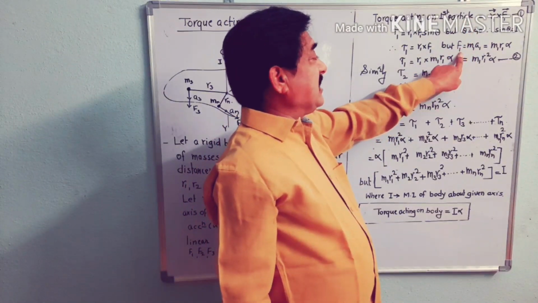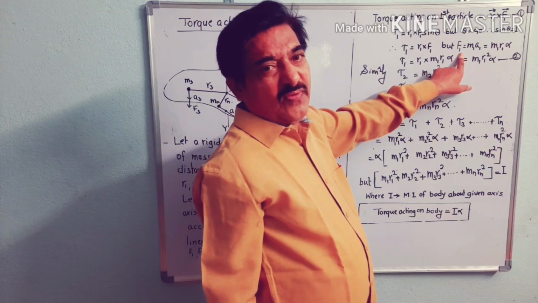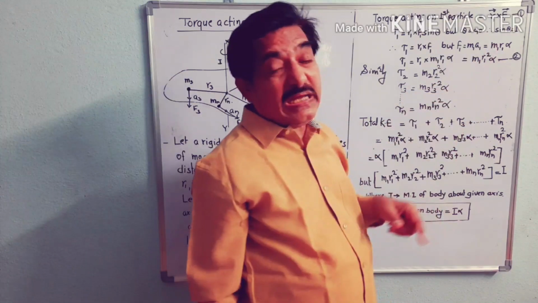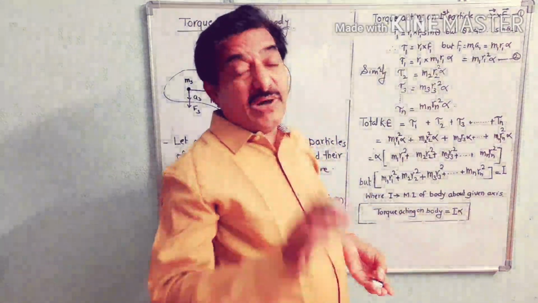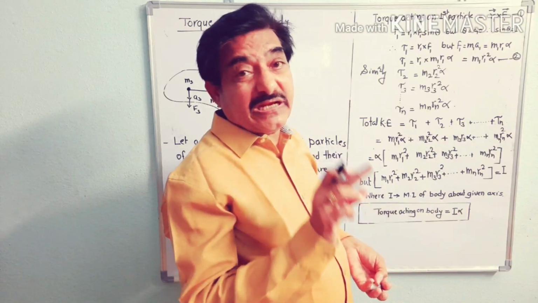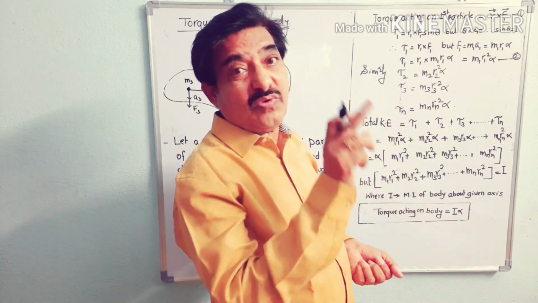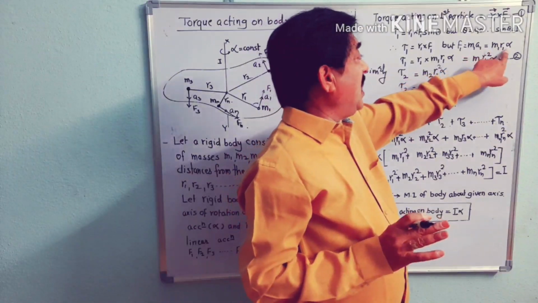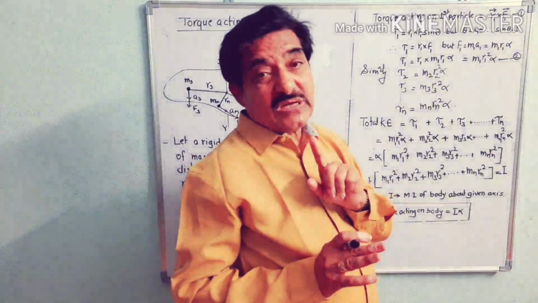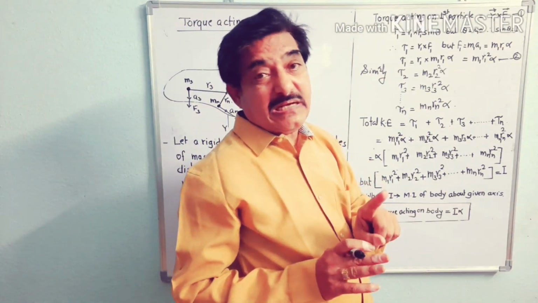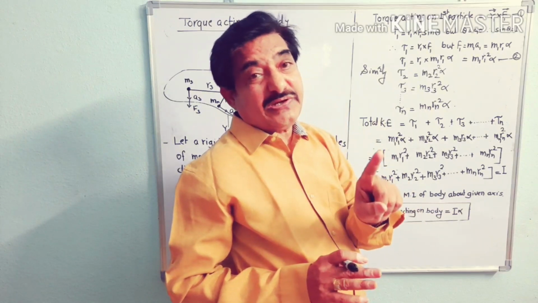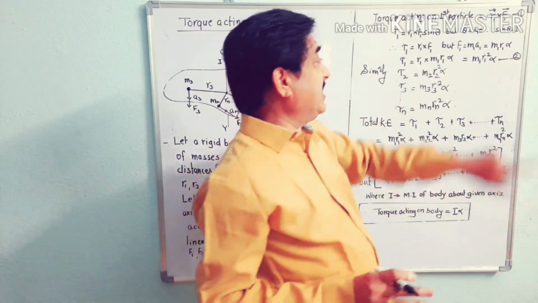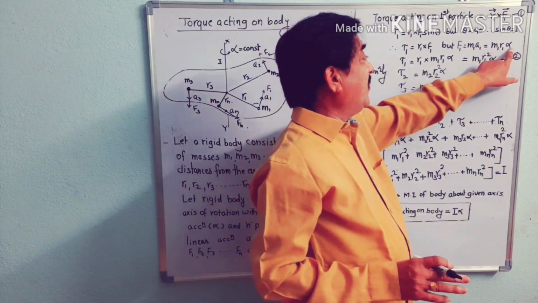But according to Newton's second law of motion, force is equal to mass into acceleration. F1 is equal to m1 a1. But linear acceleration is equal to r alpha, so a1 is equal to r1 alpha. That is, the acceleration of the first particle, if it is expressed in terms of angular acceleration, then a1 is equal to r1 alpha.